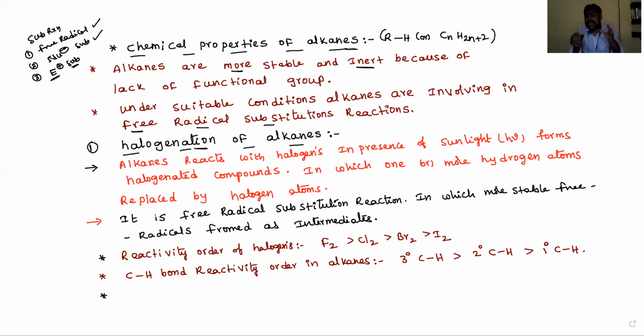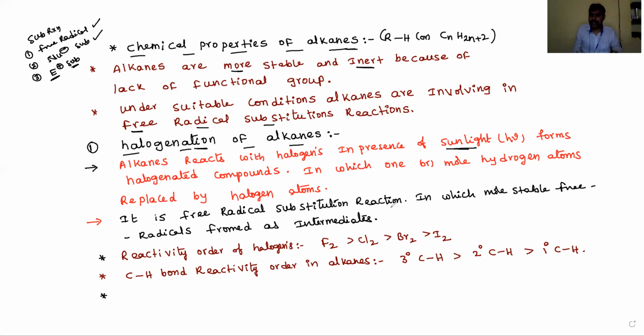So what is halogenation of alkanes? Halogenation of alkanes means alkanes react with halogens, meaning fluorine, chlorine, bromine and iodine, in the presence of sunlight or at a high temperature, and form halogenated compounds. Halogen substituted compounds are the products. In this reaction, one or more hydrogen atoms are replaced by halogen atoms, which is called a substitution reaction. These reactions take place by the formation of free radicals as intermediates. That's why this is called a free radical substitution reaction.